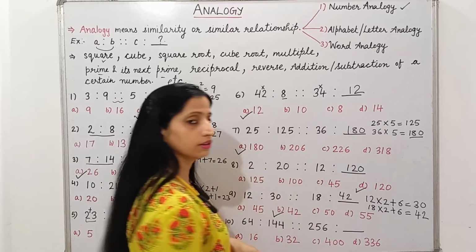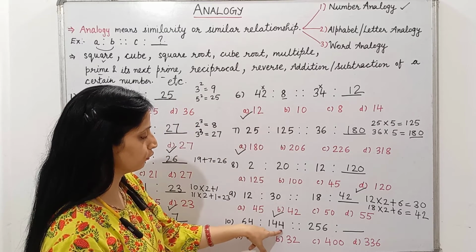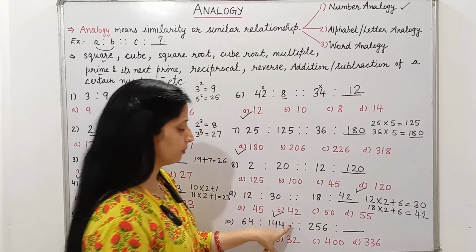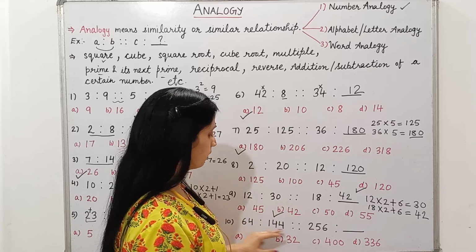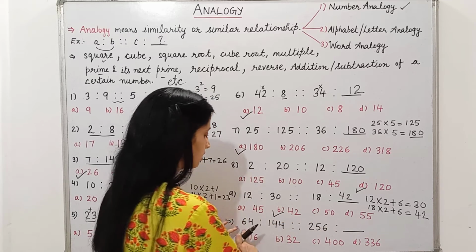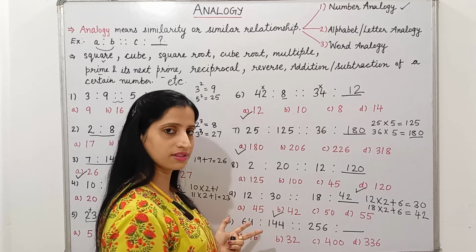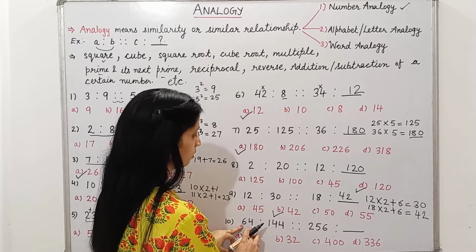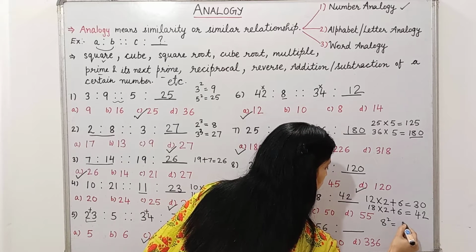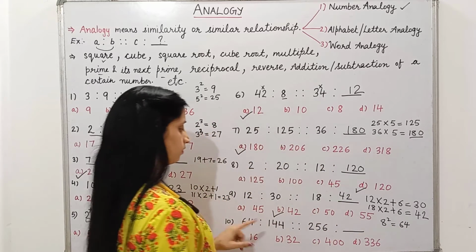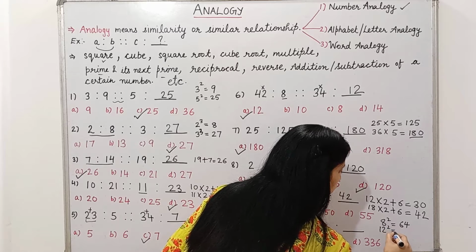Let's write 42 here. Now the next one is 64 is to 144, related in the same way, double colon, 256 is to dash. So here, by looking at these numbers, it's clear that these numbers are squares of some numbers and we have to find out what those numbers are. Now 64. 64 is a square of 8. Let's write 8 square is 64. We know this. 144, it is a square of 12. 12 square is 144.